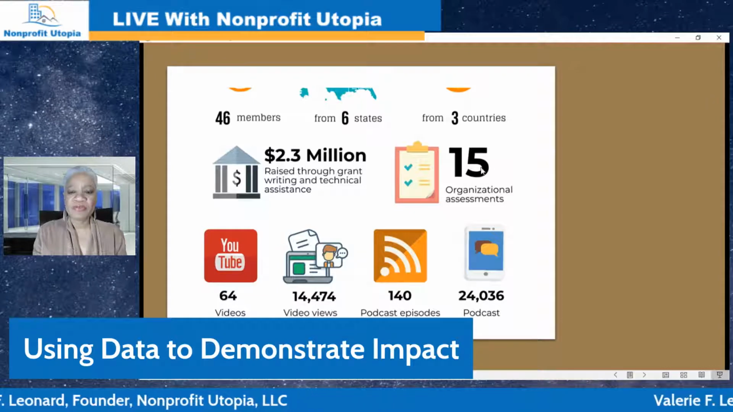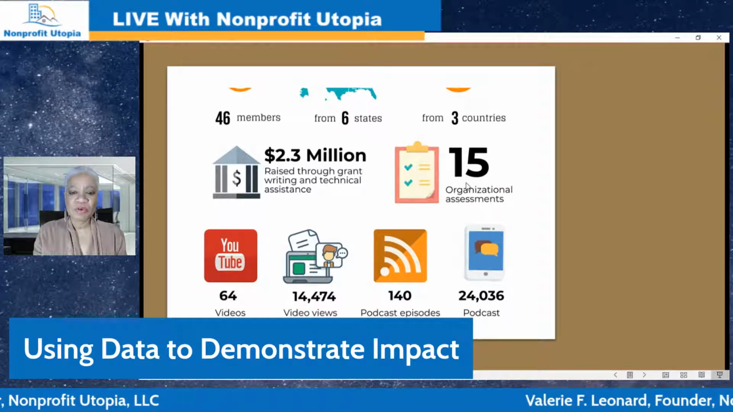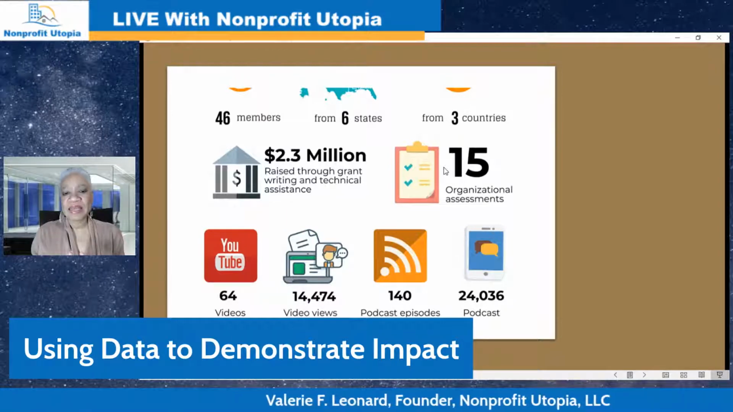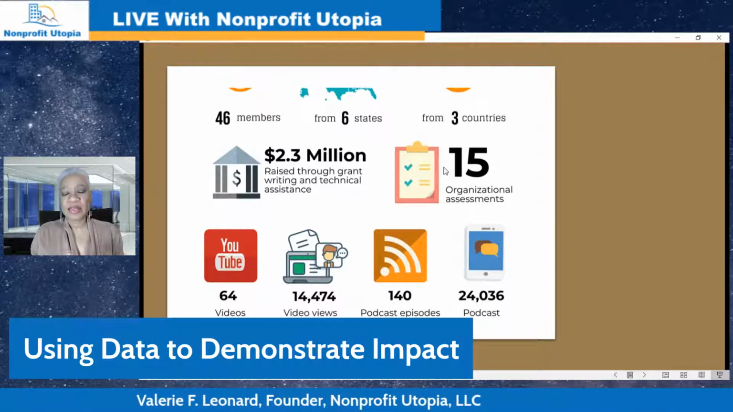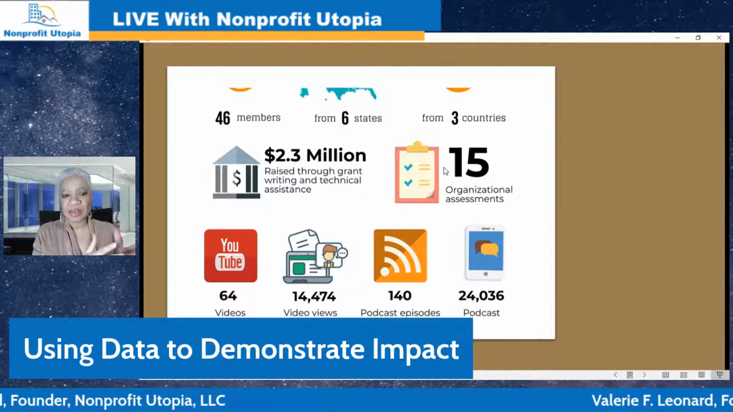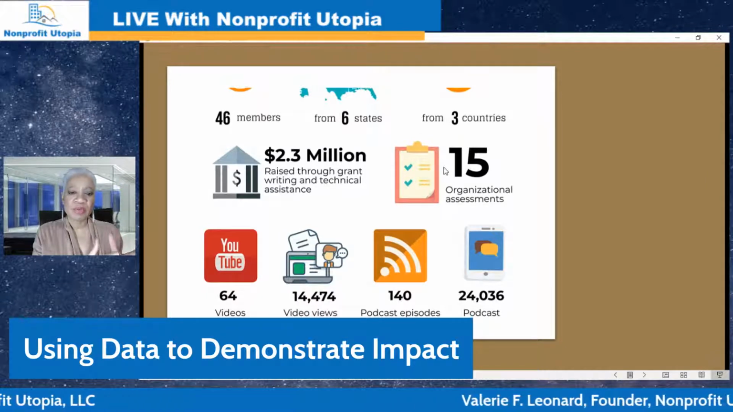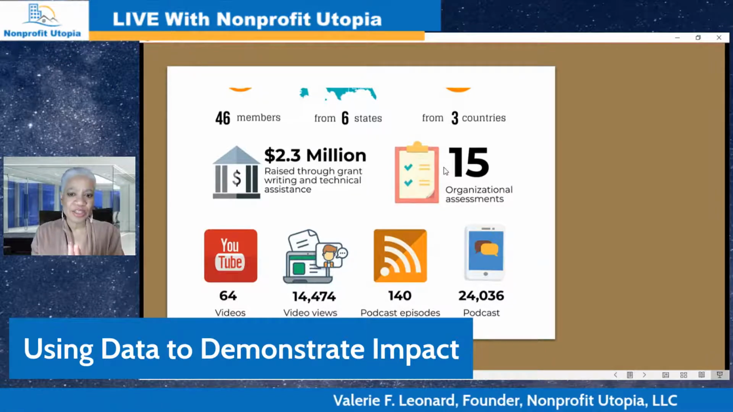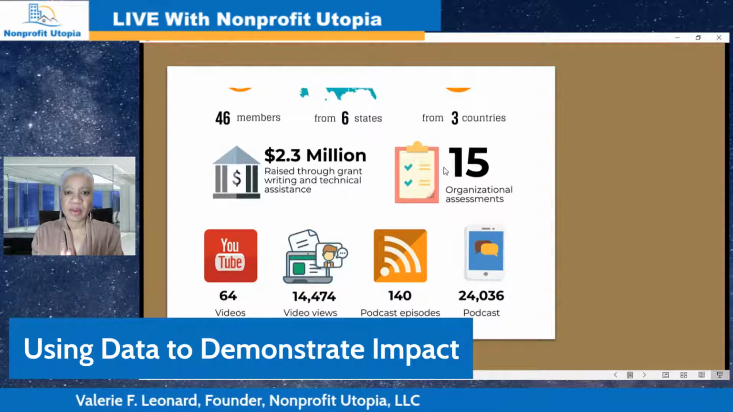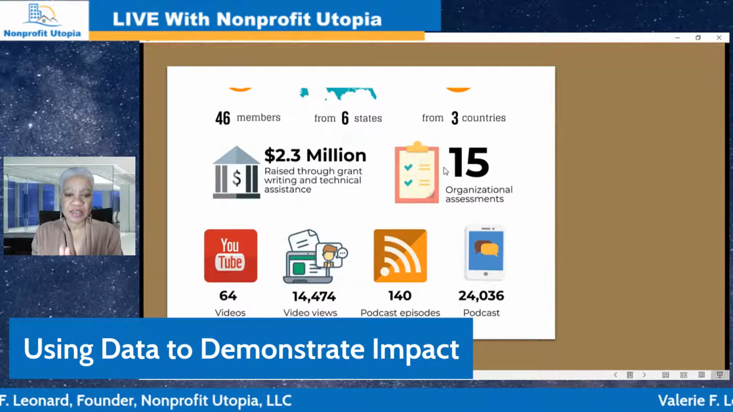We prepared 15 assessments for organizations, and those assessments actually put them in the position where they could do a strategic plan, they could do fundraising, and they actually were able to raise this 2.3 million as a direct relationship to us helping them prepare organizational assessments.